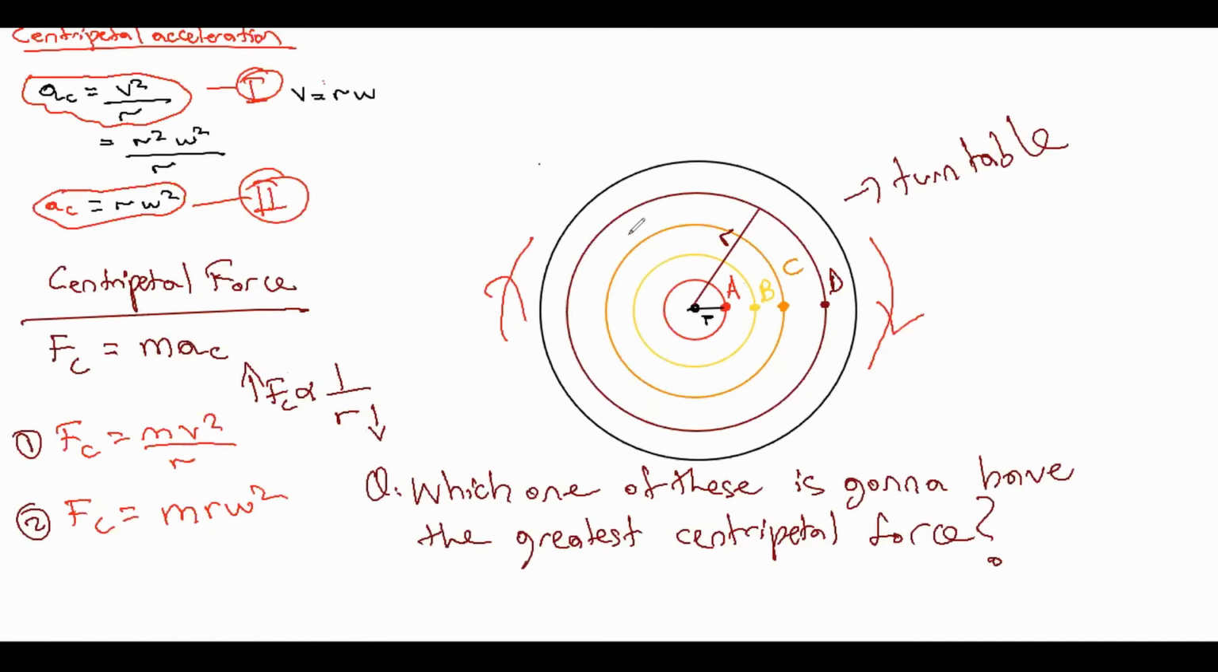Now, the second equation tells us that FC and R are directly proportional. So according to equation number 2, you're going to think that the greater my radius, the greater my FC. The larger the radius of the circle, the larger my FC. So according to this, the answer is D, but according to the first, the answer is A.